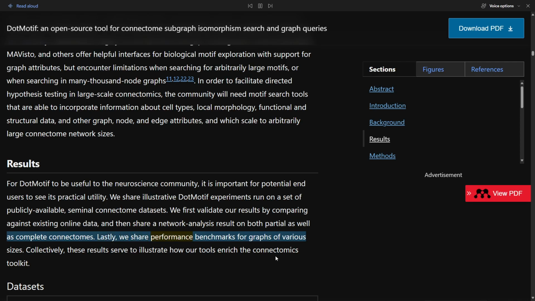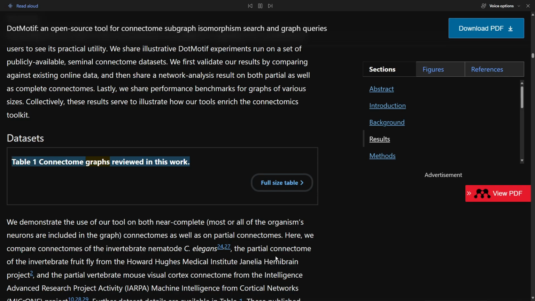Lastly, we share performance benchmarks for graphs of various sizes. Collectively, these results serve to illustrate how our tools enrich the connectomics toolkit. Datasets. Table 1: connectome graphs reviewed in this work. We demonstrate the use of our tool on both near-complete connectomes, where most or all of the organism's neurons are included in the graph, as well as on partial connectomes.